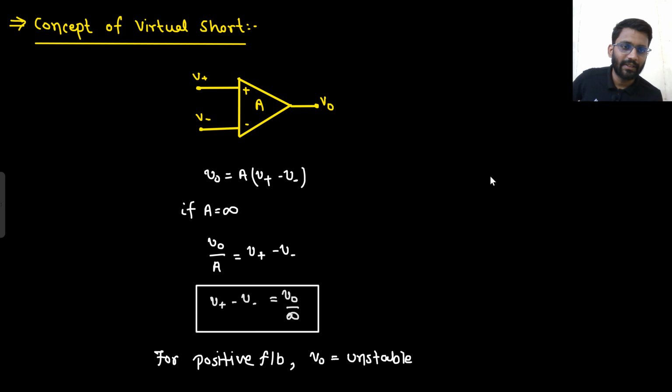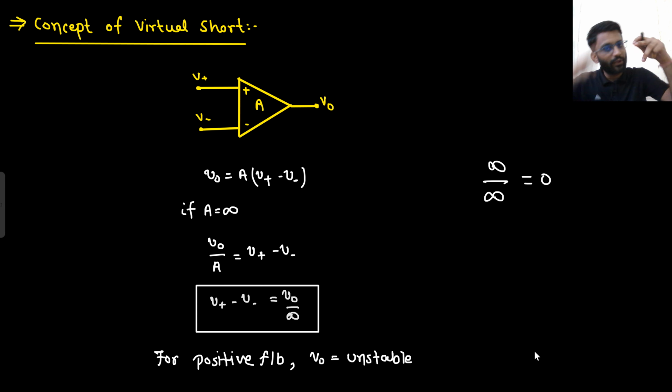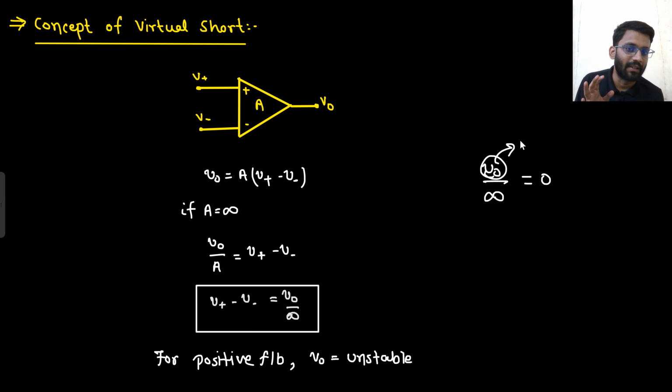So tell me one thing. This value is unstable. It can be completely increasing as well, it can be completely decreasing as well. So can you put it equal to 0? Because you are not sure about V naught. What if V naught is infinity? You cannot put it equal to 0. We are not sure about it, right? Because V naught will keep on increasing or keep on decreasing. What if it goes to 0? Still you cannot put it equal to 0, because you are not sure about V naught. This particular value is unstable, so you cannot put it equal to 0. So for positive feedback, V naught is unstable.